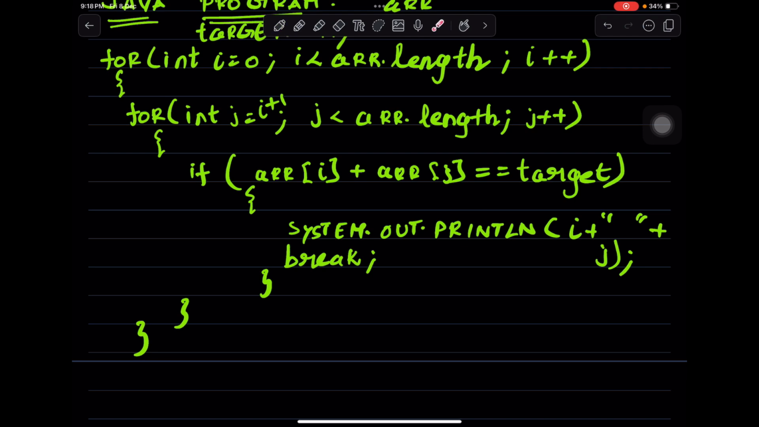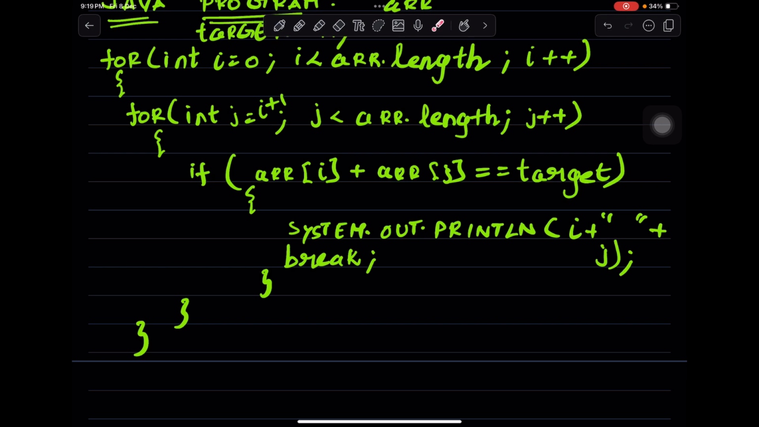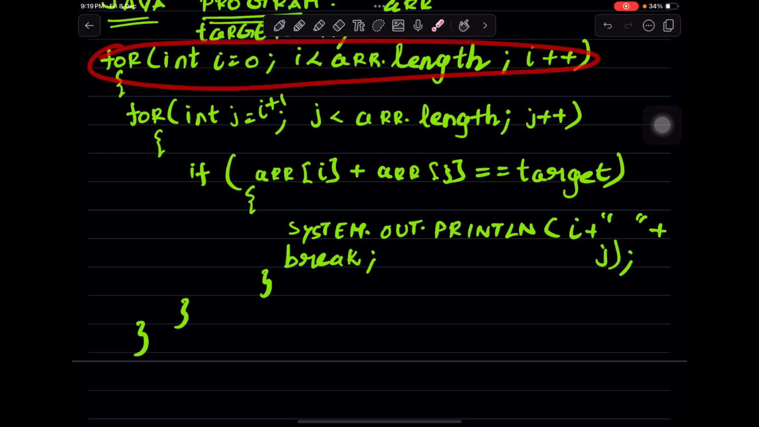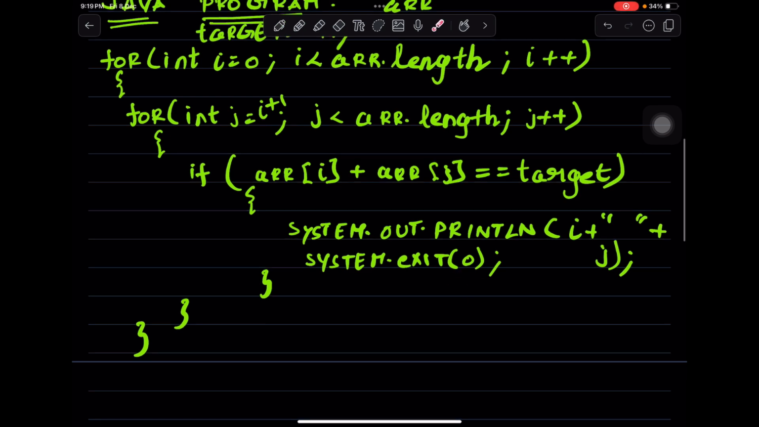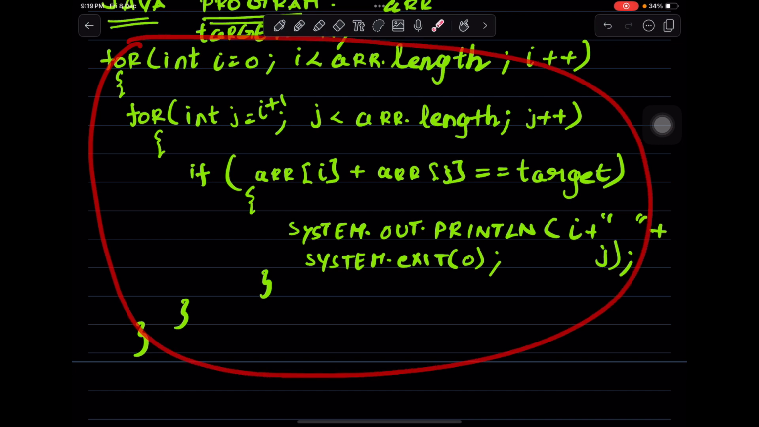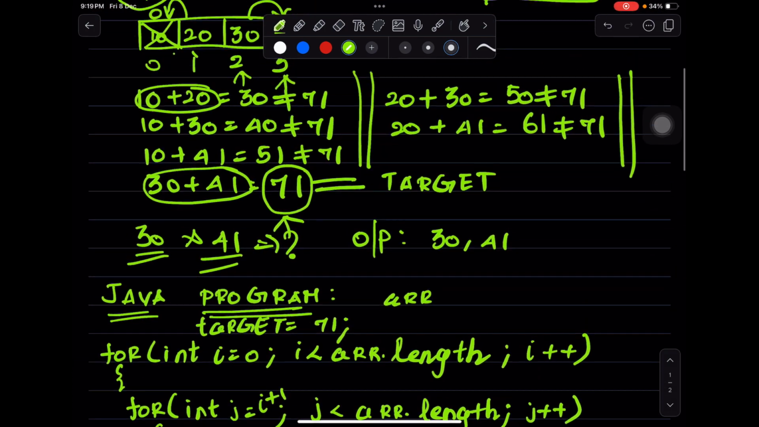Now I am going to tell you one thing. If I use the break statement, it will come out of this particular loop, but it will not come out of the outer loop. So what should I do then? Instead of using break, I should use System.exit of 0 or 1, whatever value you want you can give. So this entire logic, if you run it in a Java compiler, will give you the required result.